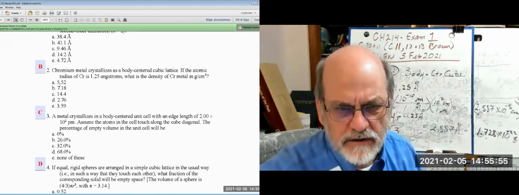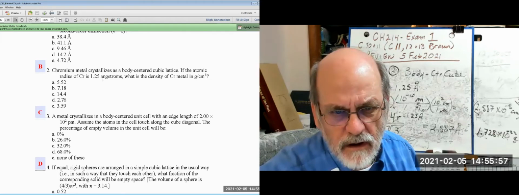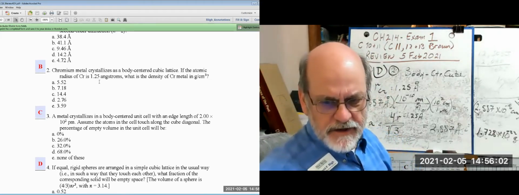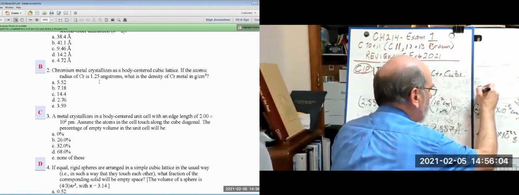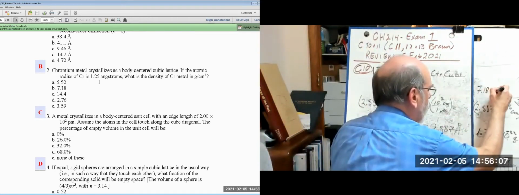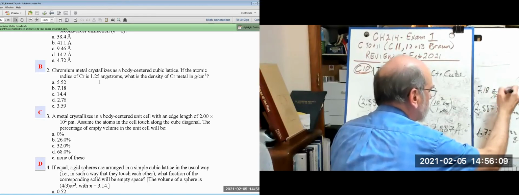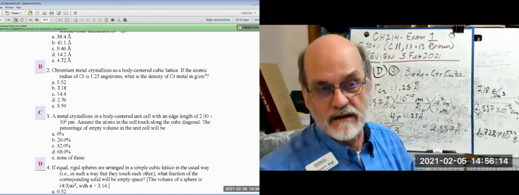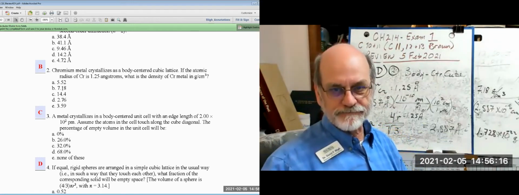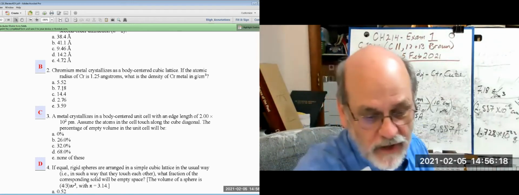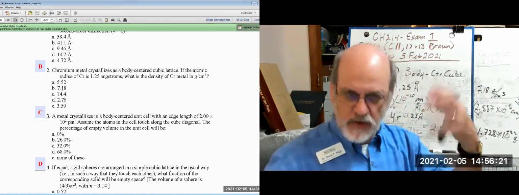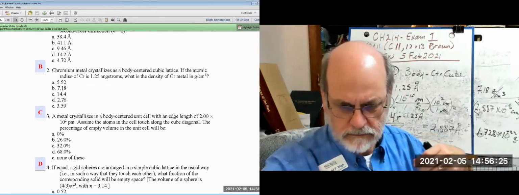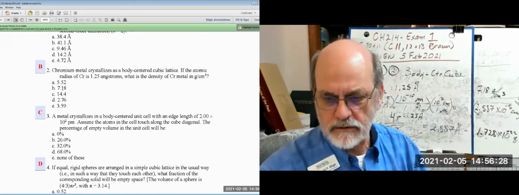How am I limited on significant figures? 1.25 angstroms, so 3 significant figures. 7.18 grams per cubic centimeter. Let's see, did I even get close? Yeah, B, 7.18. Okay, I know that took a lot of work, but it's good exercise for your brain to work these types of problems.